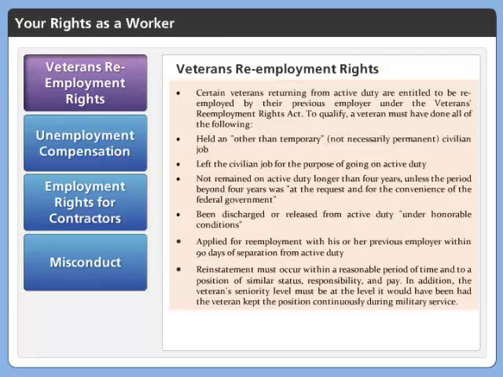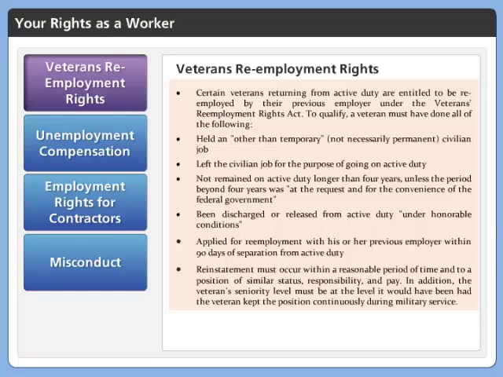Veterans' reemployment rights. Certain veterans returning from active duty are entitled to be reemployed by their previous employers under the Veterans Reemployment Rights Act. To qualify, a veteran must have done all of the following: held an other than temporary, non-necessarily permanent civilian job, left the civilian job for the purpose of going on active duty, not remained on active duty longer than 4 years unless the period beyond 4 years was at the request and for the convenience of the federal government, been discharged or released from active duty under honorable conditions, applied for reemployment with his or her previous employer within 90 days of separation from active duty.